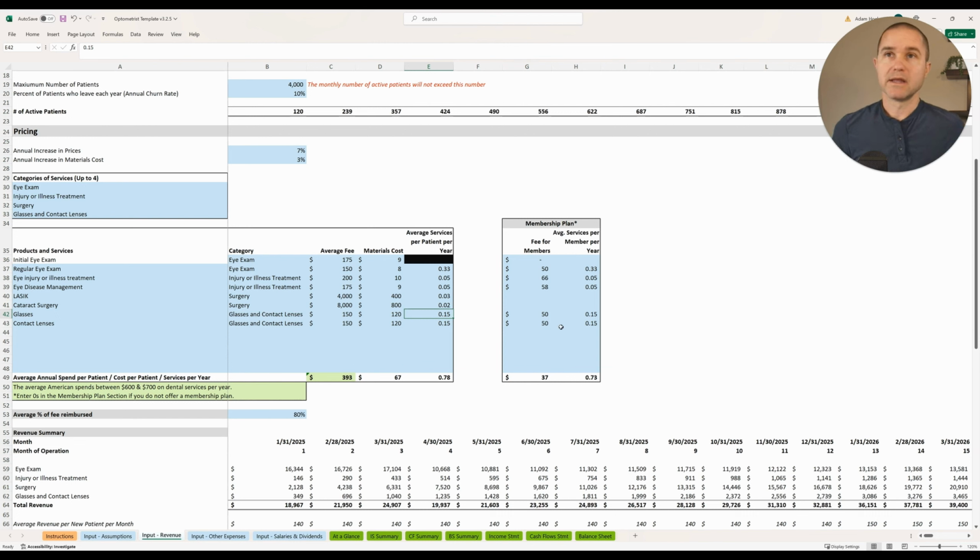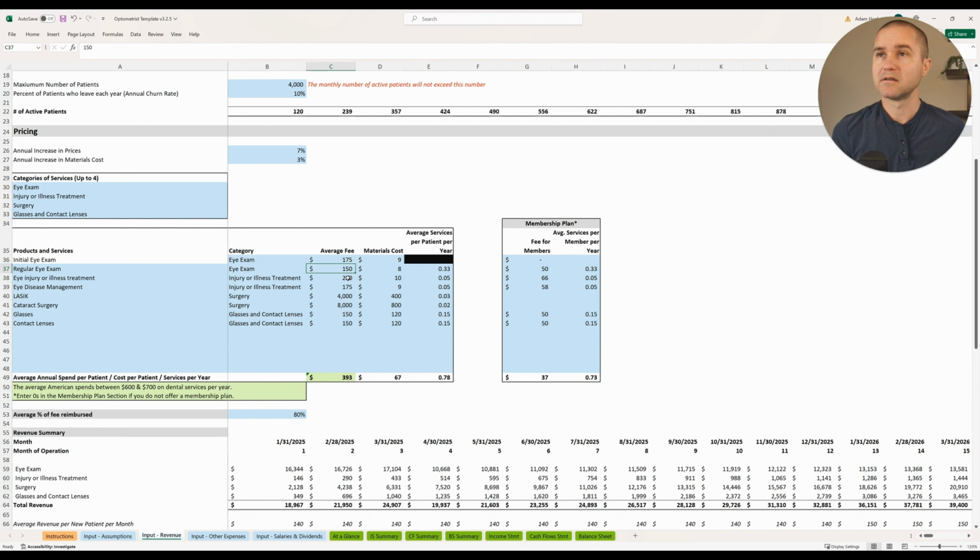Now, here's this membership plan. What we can do with the membership plan is assume that this could be for folks that maybe don't have insurance. This is kind of an insurance option for them. So they can pay an annual membership fee, and then they would get access to some discounted services. And so this is the discount rate.